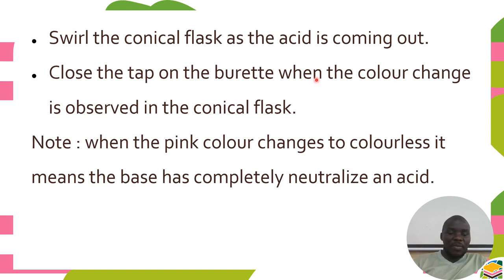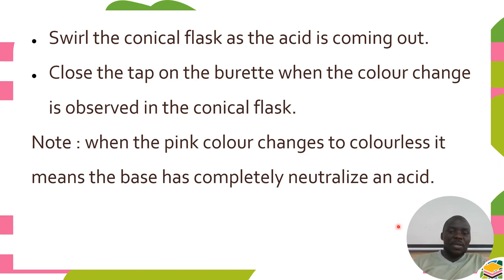So whenever you add 2 to 3 drops of phenolphthalein indicator in a conical flask containing sodium hydroxide, automatically the color will change into pink or purple. So as you are adding an acid, whenever you see the pink color disappearing into colorless, it means now you have reached the end point where a base has completely neutralized an acid. That is the end point of the reaction.